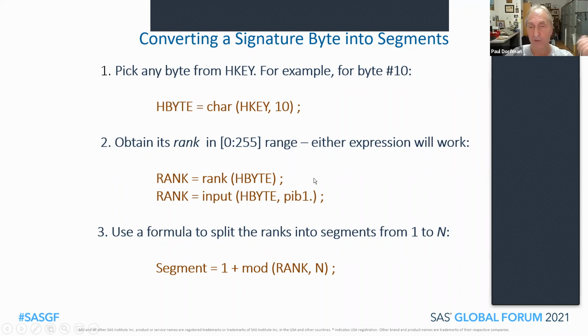If we wanted to grab 2 bytes, now we have PIB2 and so forth. And then we use a simple format formula to split the ranks into segments from 1 to n. No matter what we have here, we can have rank equals input H byte, like PIB5 or PIB6, and we can grab like 6 bytes. But then this formula will distribute those values, which will be high values, into the segments from 1 to n.